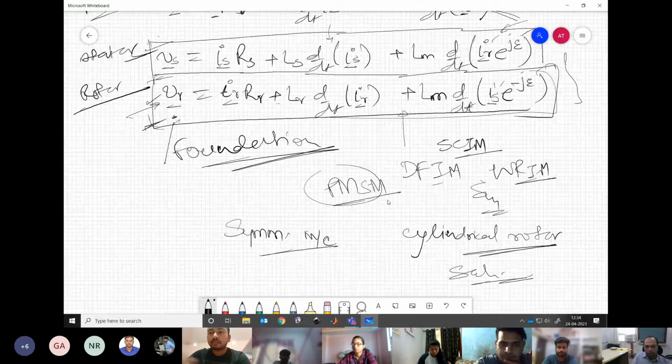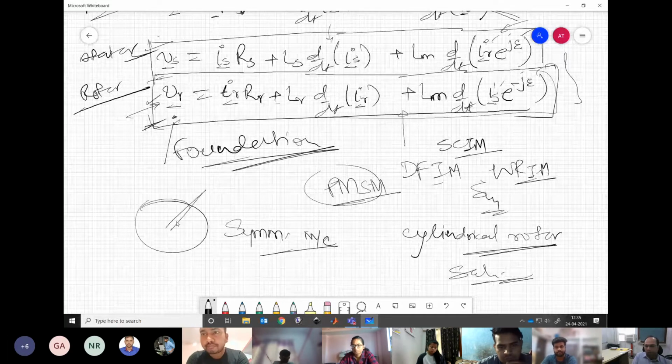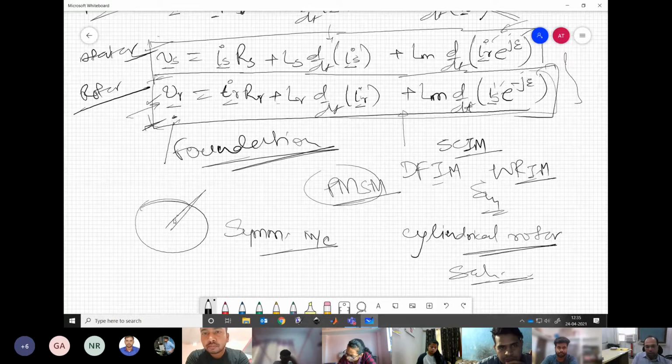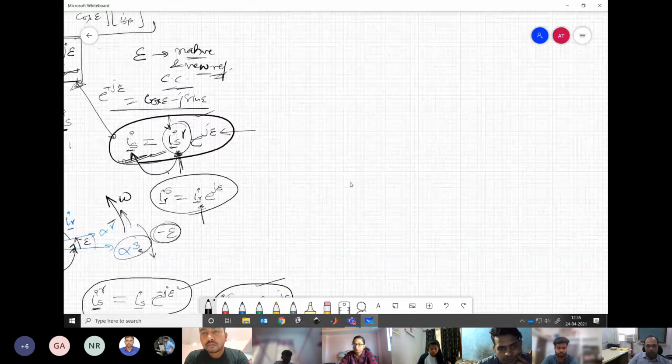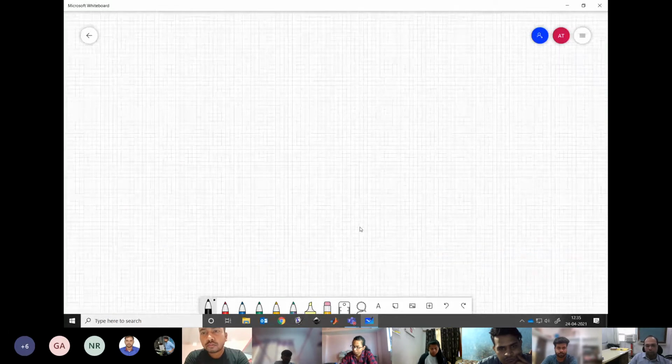Yes, sir. So when we say symmetrical, then our inductance is not dependent on theta or position of the rotor. This L is not a function of theta. So for all cylindrical rotor machines, these equations are perfectly fine. So now with this background, let us go and understand how we can model our permanent magnet synchronous motor and we can do the control.